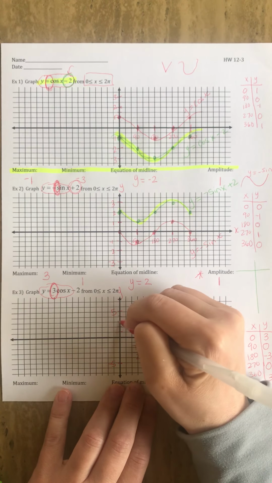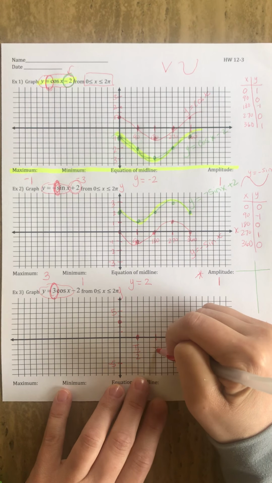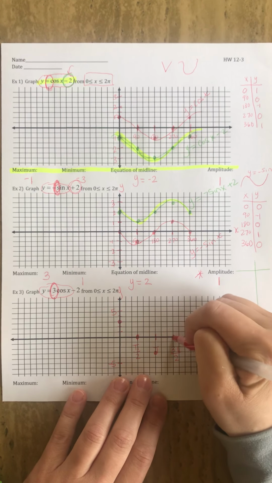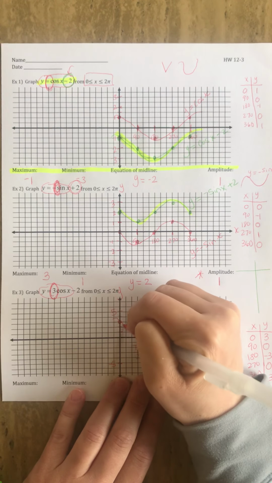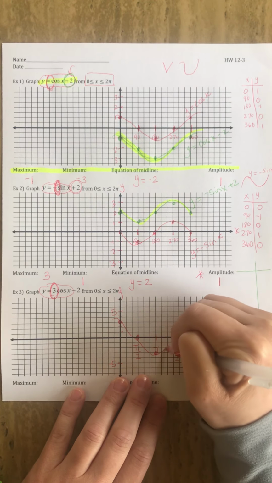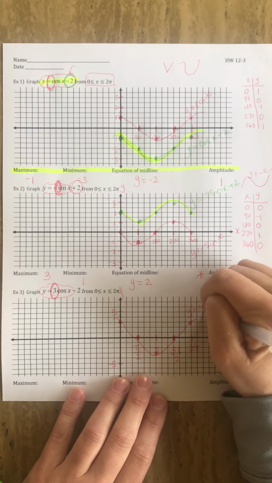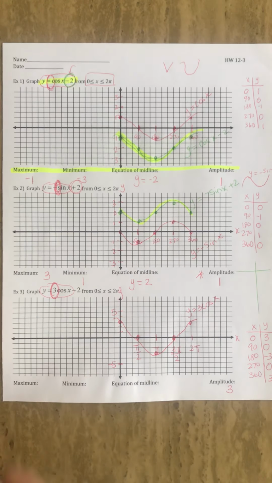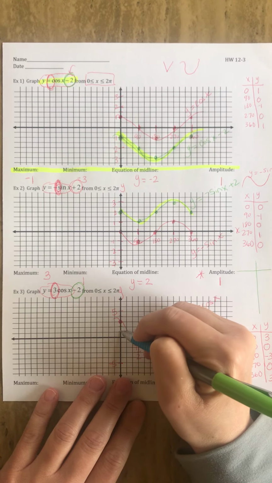Okay, and we're going to start at the amplitude, 0, -3, back to 0, into 3. And that's y is equal to 3 cosine x. And now we're going to shift every point 2 units down. So 1, 2.